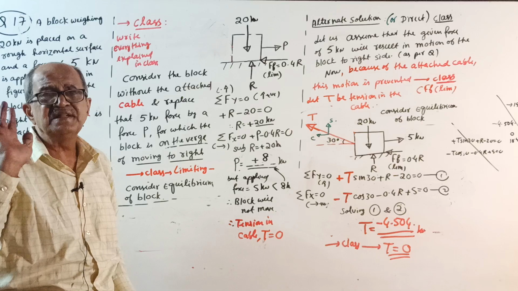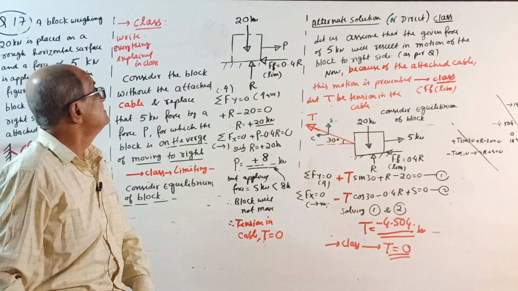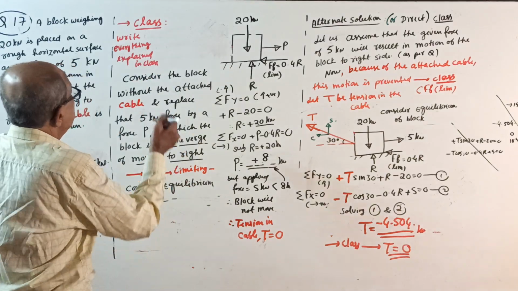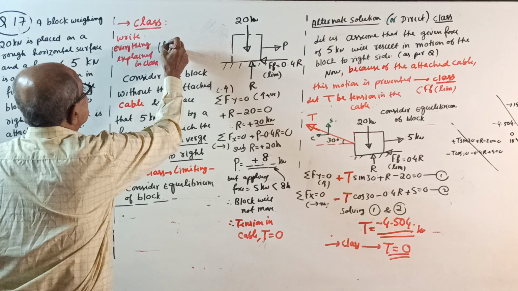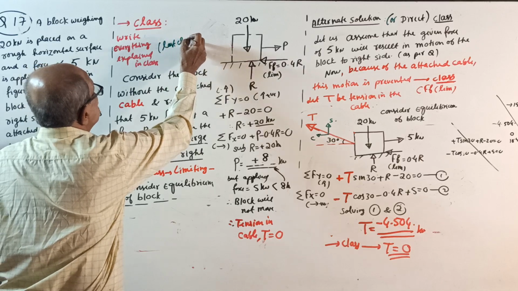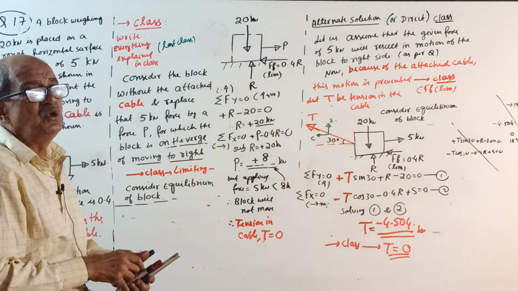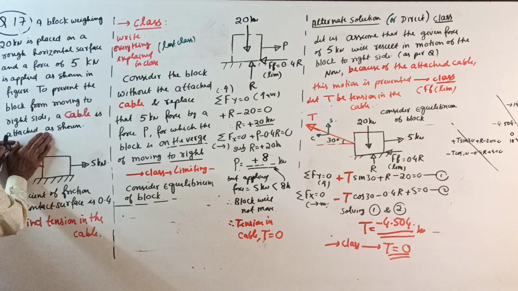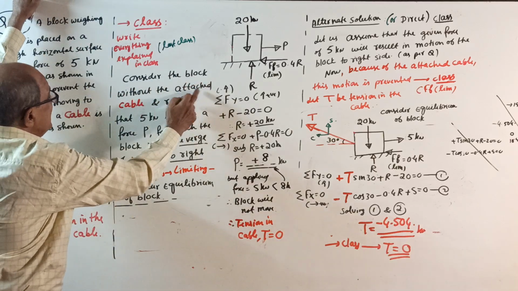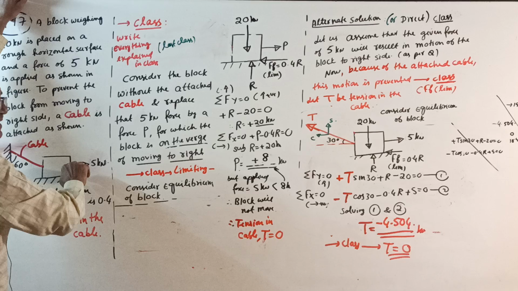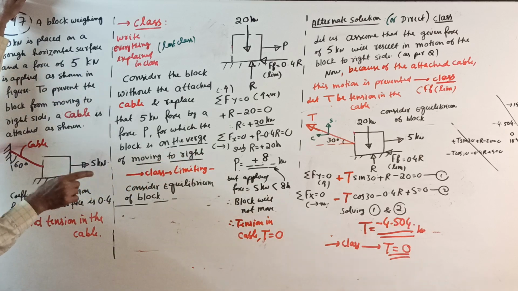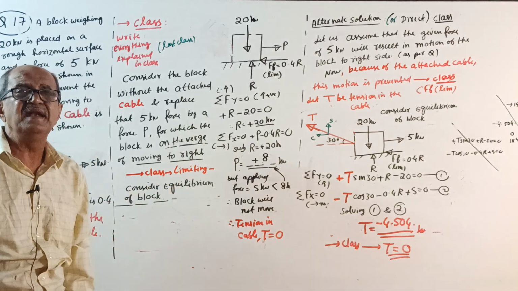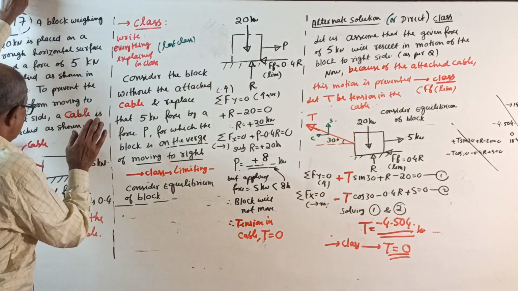What I told last time, if you go through it, understand it, write the same statement once again. Write everything explained in the last class. Those who are serious, what will we do? In simple language, we will first imagine the cable is not there. Consider the block without the attached cable, with a force of 5 kilonewton applied. The only change in this question is that last time the cable was horizontal, this time the cable is inclined.